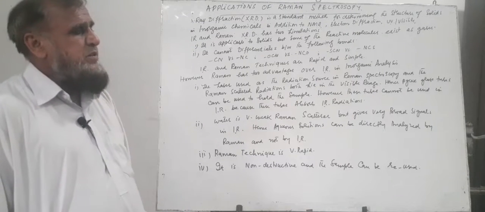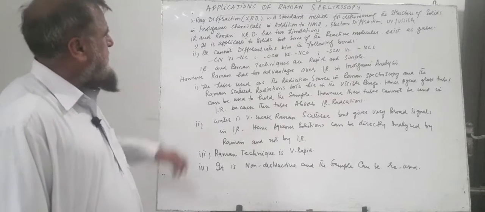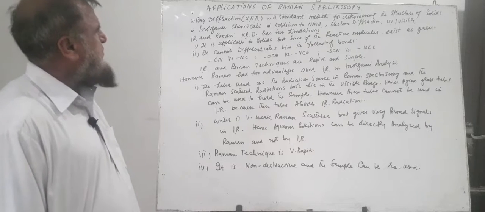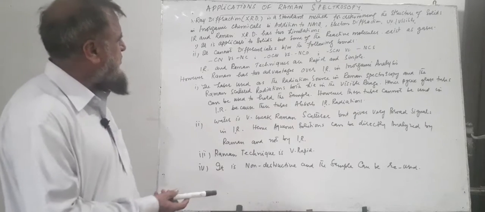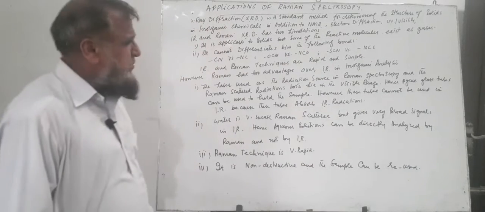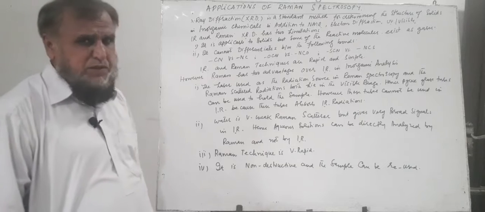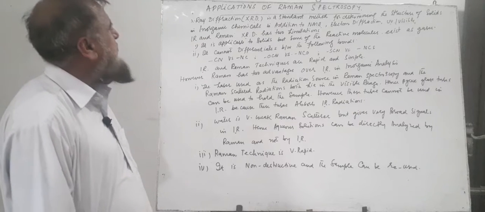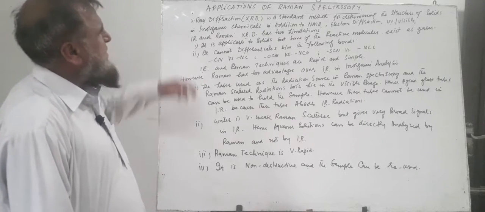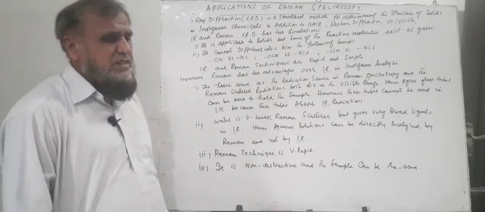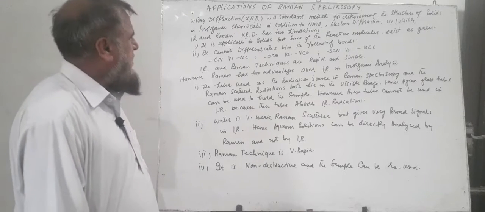We have different spectroscopic techniques like X-ray diffraction, nuclear magnetic resonance spectroscopy, electron diffraction, UV visible spectroscopy, infrared spectroscopy and Raman spectroscopy, etc. Now XRD is a standard method for determining the structure in inorganic systems.